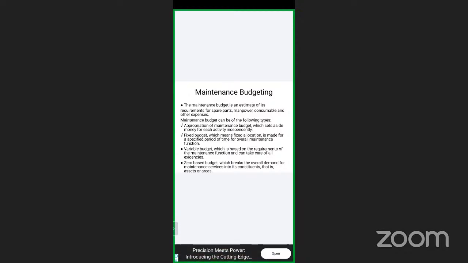So you don't have a base for zero-based budgeting. For the first year, if you are doing a budget, it's like writing on a clean book, clean paper. You don't have any historical information. So that is known as zero-based budgeting. So these are the different types of budgets which you have: fixed budget, variable budget, zero-based budget.